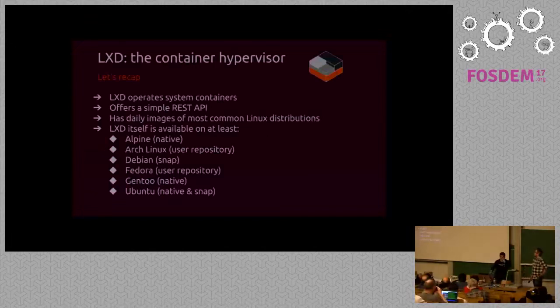So really briefly, before we go to Nova LXD, just a quick recap. LXD operates on system containers, so we run full Linux distros exactly like a virtual machine, but using containers on Linux, with a really simple REST API to drive all of that. You could drive basically all I did through curl pretty easily. We do daily images of most Linux distributions, and LXD itself is available on a whole bunch of distros. Obviously, main focus is Ubuntu, but it's available on Debian through a snap. It's available on Arch Linux through a user repository, and we've got native packages in Gentoo and Alpine Linux, as well as someone maintaining some packages in a user repository for Fedora.